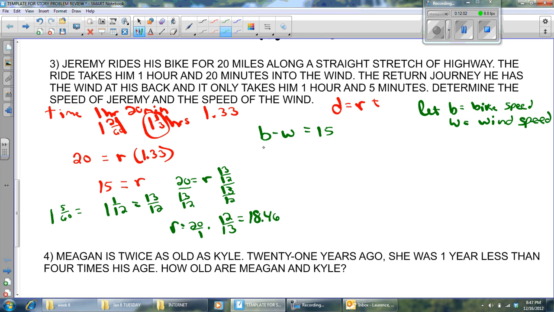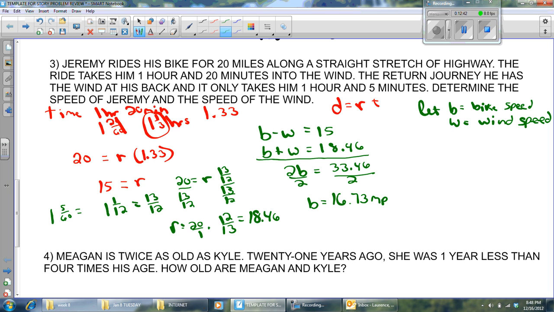All right, so the bike speed plus the wind speed is going to equal 18.46, like that. We're going to do elimination. I'm going to get 2B equals 33.46 and divide by 2. And so let's see here. I'm going to take 33.46, cut it in half, and get 16 and 73 hundredths. So the bike speed is going to be 16.73. That's miles per hour.